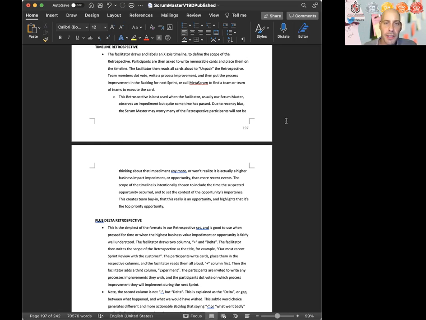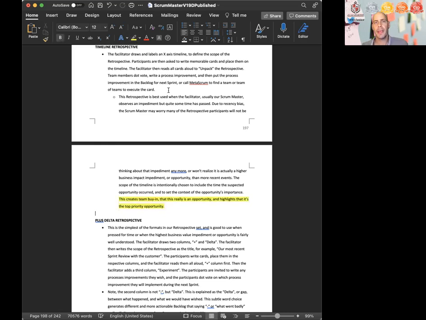This retrospective is best used when the facilitator, usually a Scrum Master, observes an impediment, but quite some time has passed. Due to recency bias, the Scrum Master may worry many of the retrospective participants will not be thinking about that impediment anymore, or won't realize it is actually a higher business impact impediment or opportunity than more recent events. The scope of the timeline is intentionally chosen to include the time the suspected opportunity occurred and to set the context of the opportunity's importance. This creates team buy-in that this is really an opportunity, and highlights that this is the top priority opportunity.